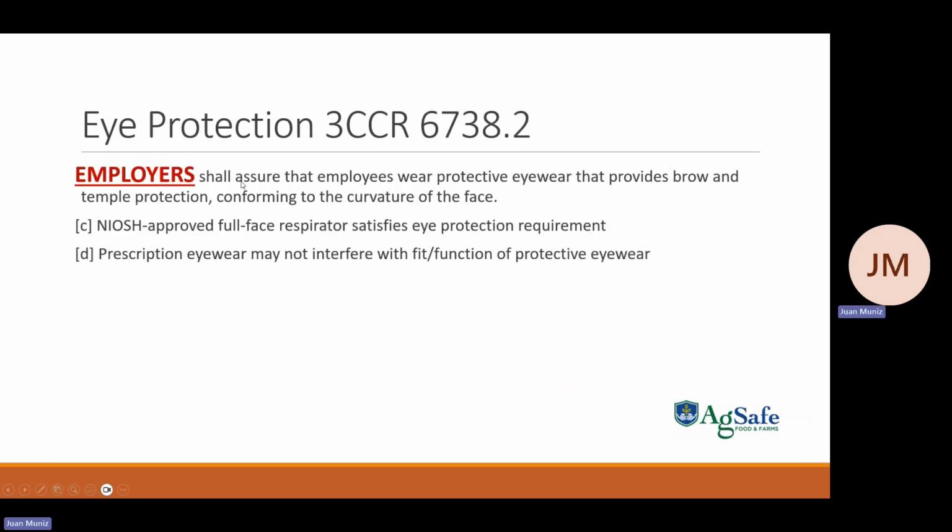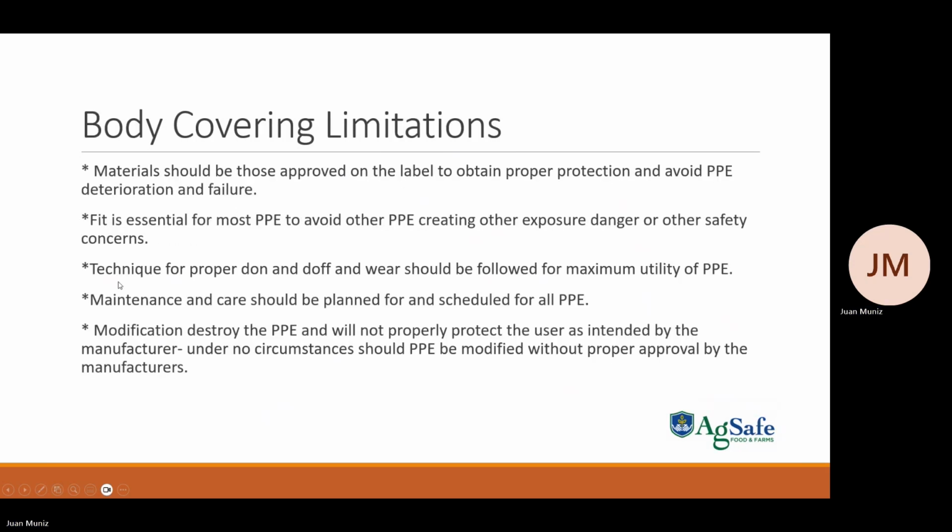Continuing with eye protection, employers shall assure that employees wear protective eyewear that provides brow and temple protection conforming to the curvature of the face. And that falls under 3 CCR 6738.2, Section C. A NIOSH approved full face respirator satisfies the eye protection equipment. And D, prescriptive eyewear may not interfere with the fit or function of the protective eyewear. That means that if you're wearing any of the equipment, the goggles, your eye prescription must fit within those goggles or that face shield.